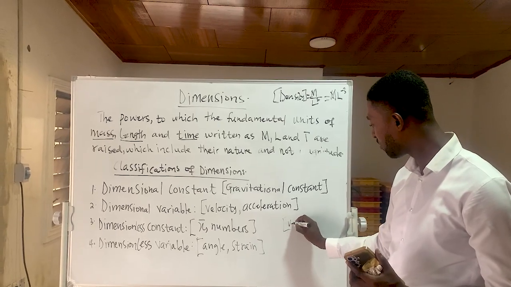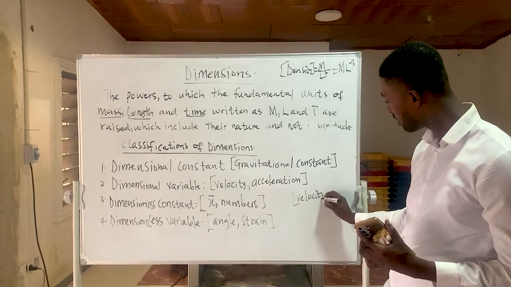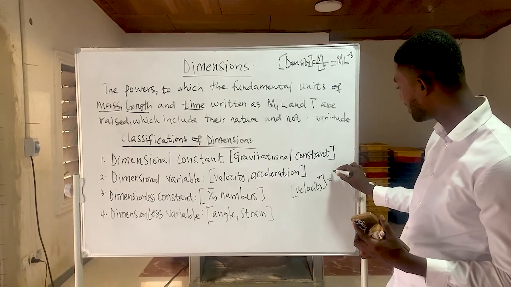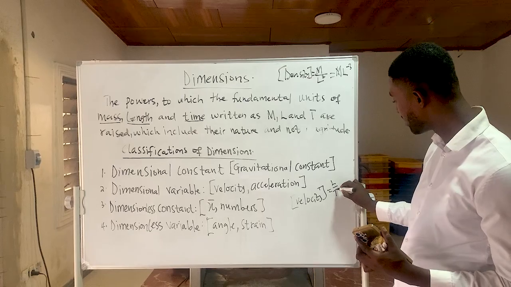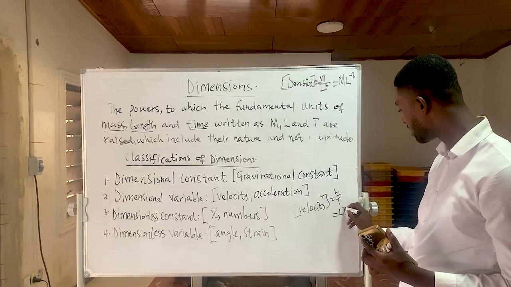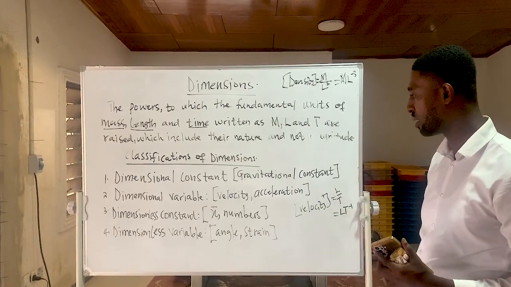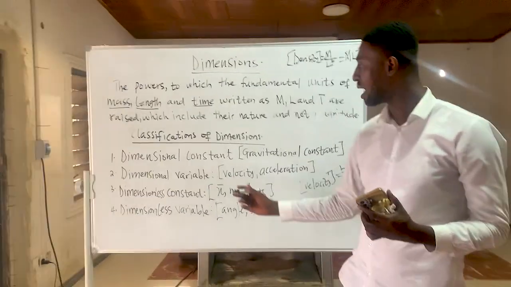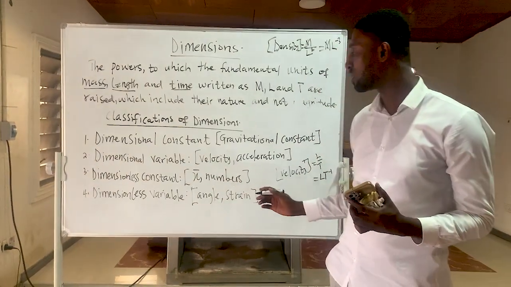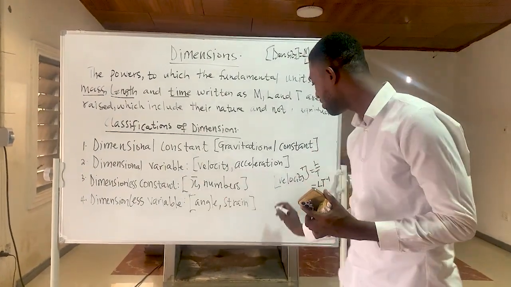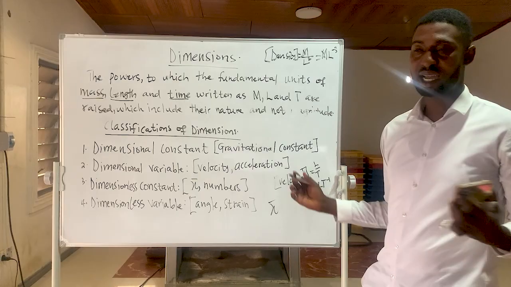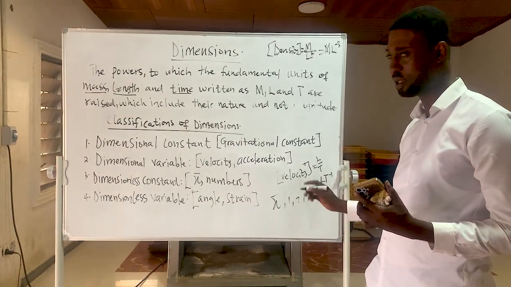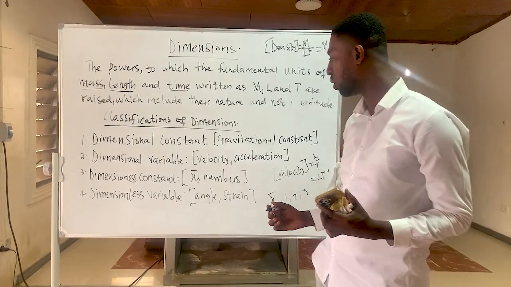So the dimension for velocity. Remember, velocity is distance over time. So velocity is L over T, which is LT minus 1. Then we have dimensionless constant. These are variables with no dimension, especially pi. Pi has no dimension, or numbers 1, 2, 3, 4, 5, 6, they all don't have dimension.